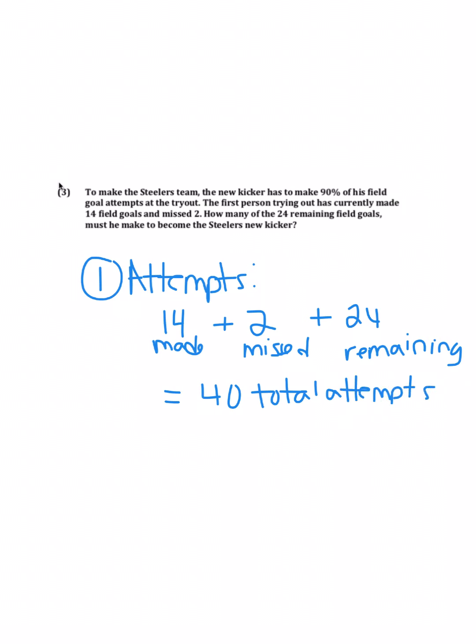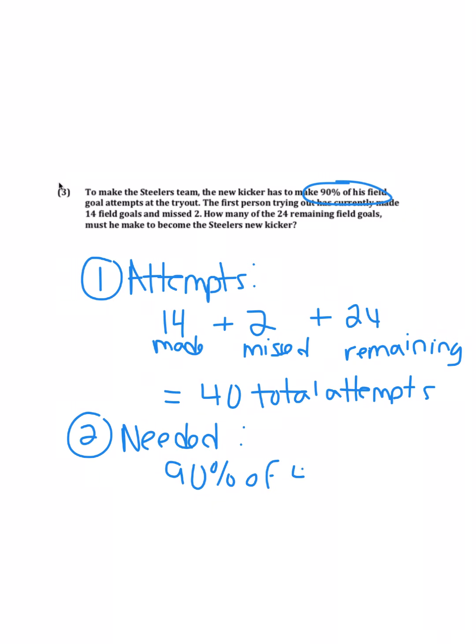For step number 2, I need to figure out how many he needs to get. So it tells me that that's 90% of his attempts. So the amount needed is going to be 90% of the 40 attempts. So 90% as a decimal is 0.9. Of means multiply. 40. And then 0.9 times 40 would give us 36 needed.